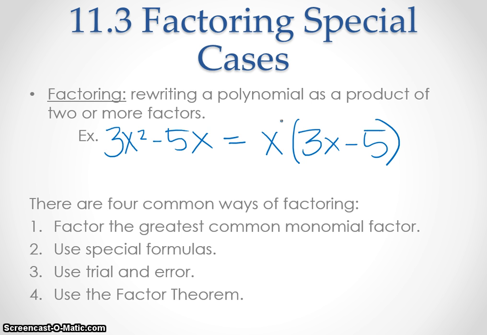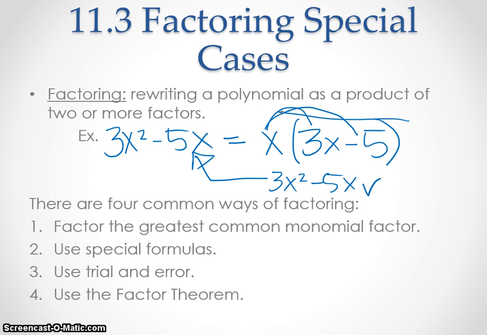And you can always check your work by distributing back through. So x times 3x is 3x squared, and then x times negative 5 is negative 5x. Is that what you started with? Yes, it is. So you know that you factored correctly and that this is your official answer. You can always go back and check, which is what's nice about this.